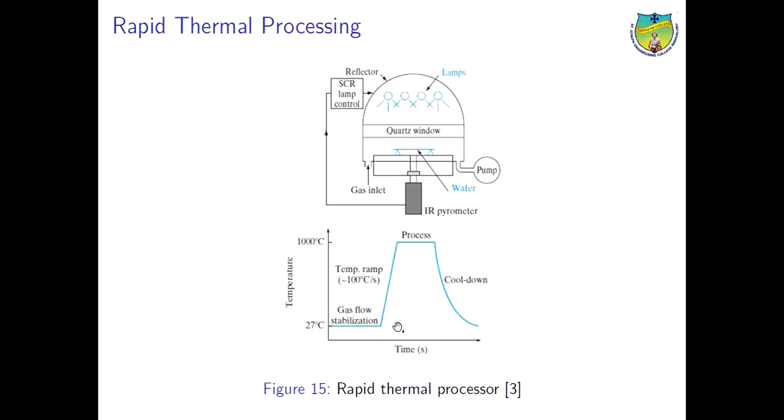So this is a graph which gives the relationship between the time and the temperature. As I've told, in a rapid thermal processor, the temperature rises rapidly. So very quickly the temperature rises, and then it cools down also very quickly. So this is a rapid thermal processor, and this processing is rapid thermal processing.